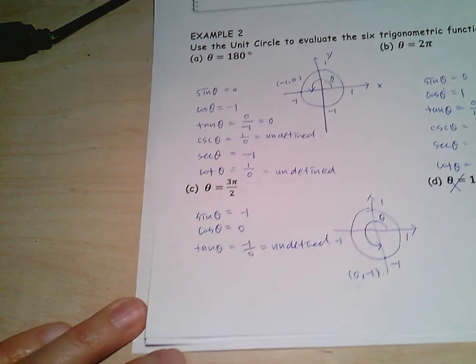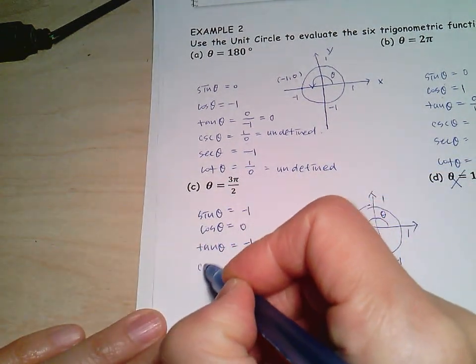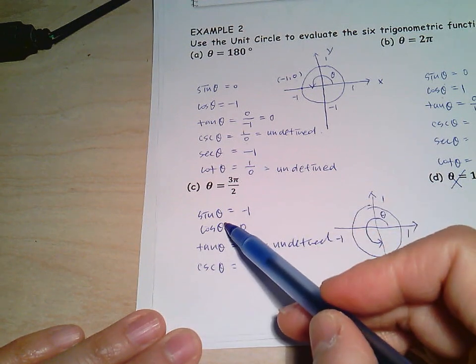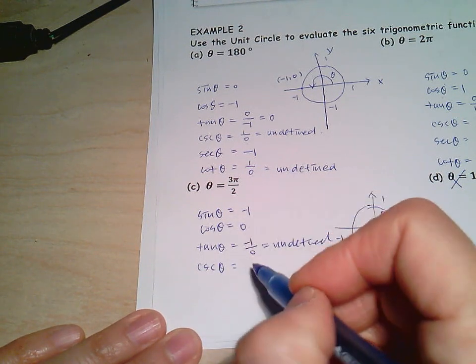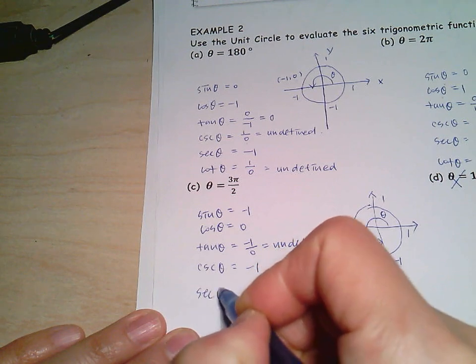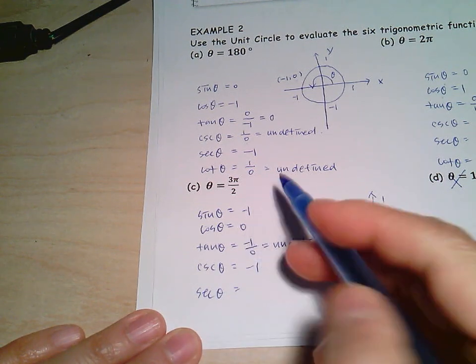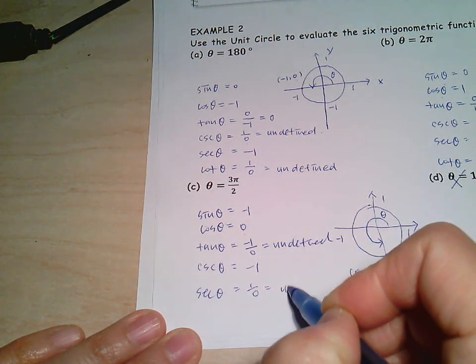All right? Okay, now from there, we can find out the cosecant theta. Cosecant is 1 over sine, so 1 over negative 1, so negative 1. Now, secant theta is 1 over cosine, so 1 over 0, which is undefined.